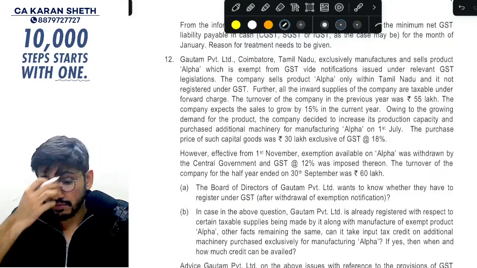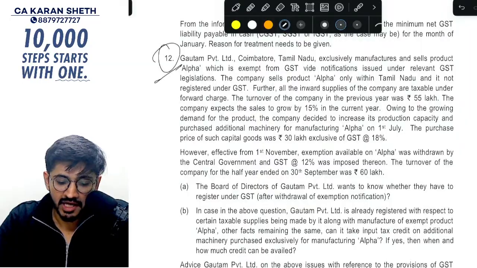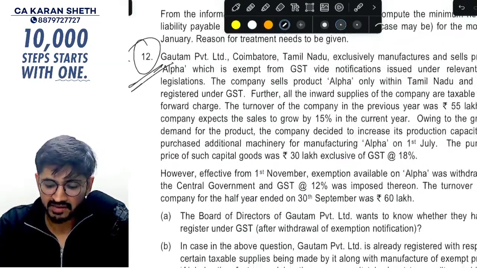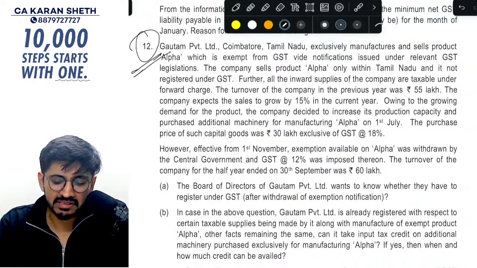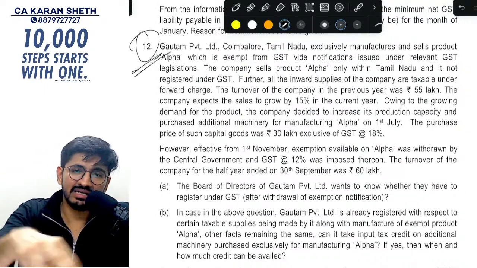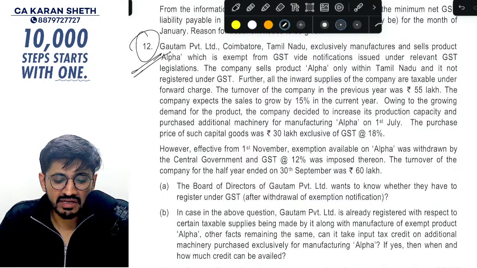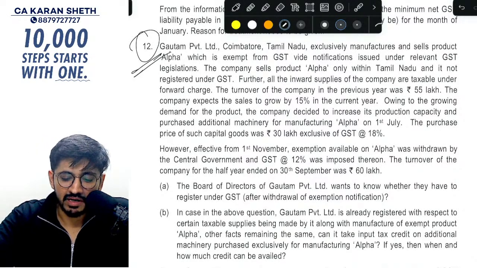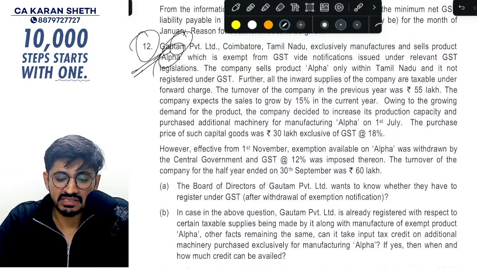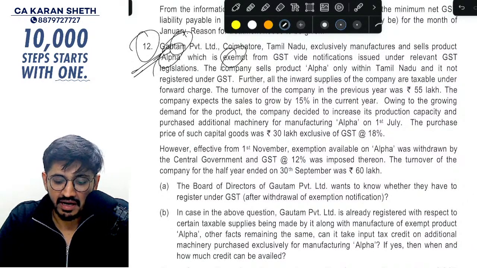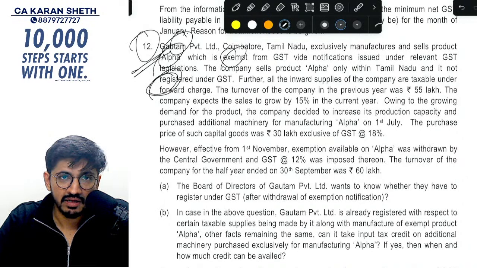Yes. Now comes, my dear friends, question number 12. In question number 12, again, something that you have already seen and it's repeated. So if you want to just skip it out, I will just narrate the entire situation out here. Very simple. Gotham Private Limited sells a certain product called Alpha, which is exempt from GST, right? Now when it sells the product Alpha, it is not a registered person, clearly, because the only thing it is selling is Alpha.